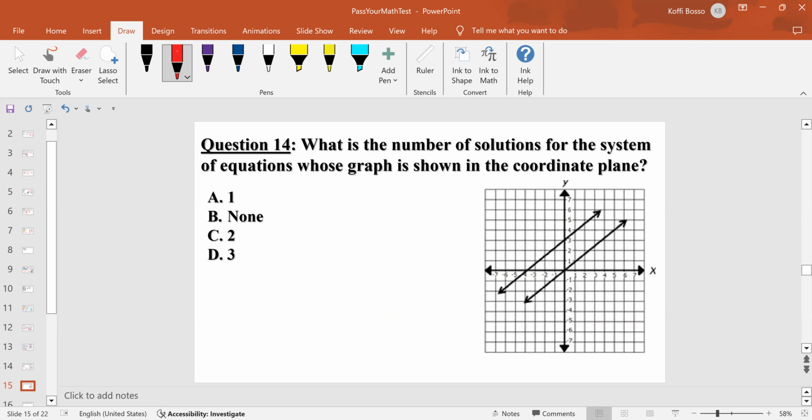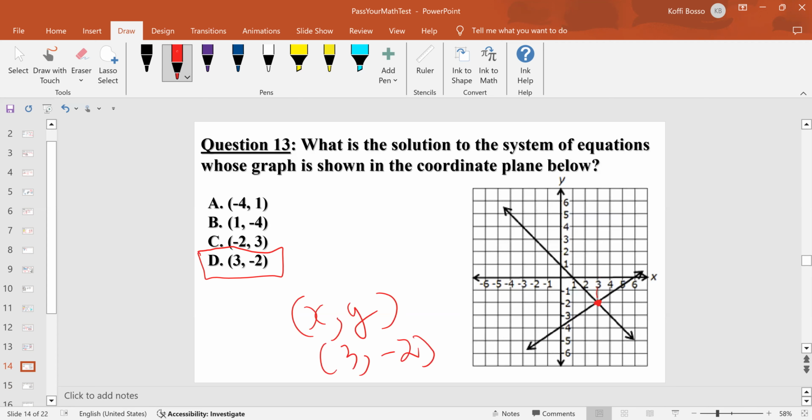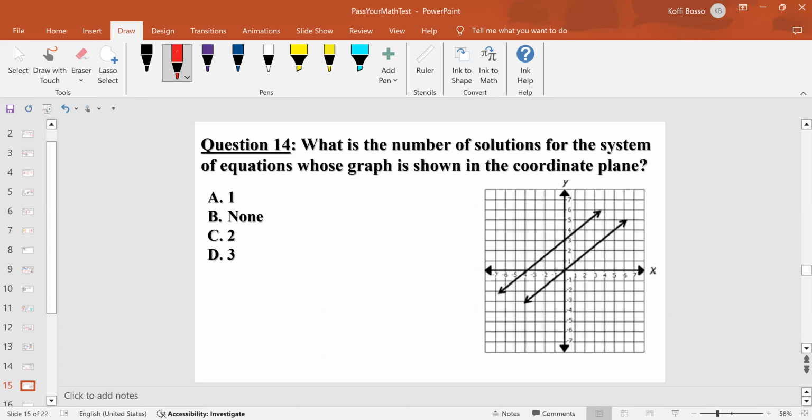For question 14, what is the number of solutions for the system of equations whose graph is shown in the coordinate plane? So again, this question is similar to 13. Now, the difference here is that the 2 lines don't meet. So, no solution. Before you find a solution, you have to get an intersection point. So, no intersection point means no solution. And the 2 lines here are parallel.